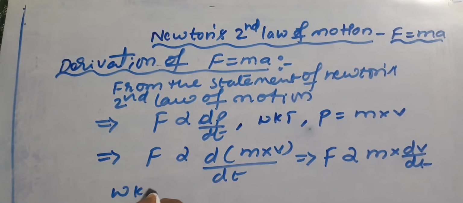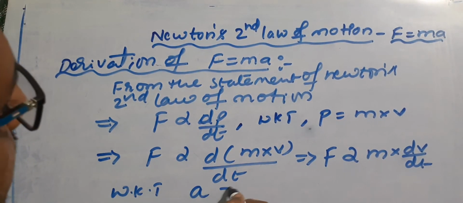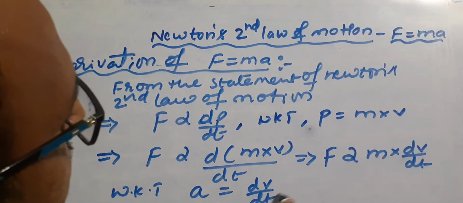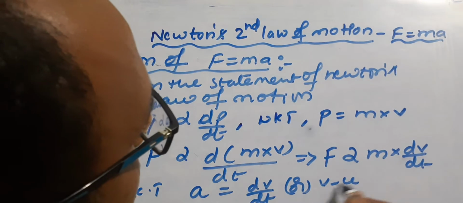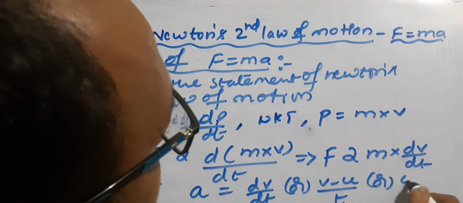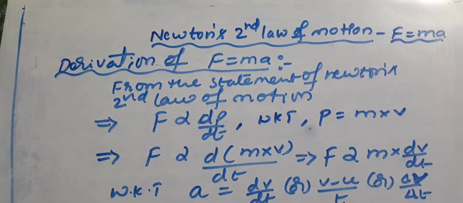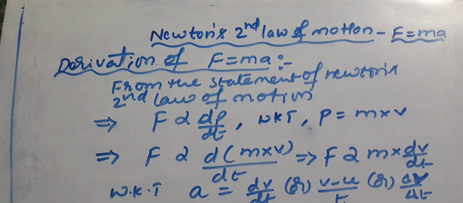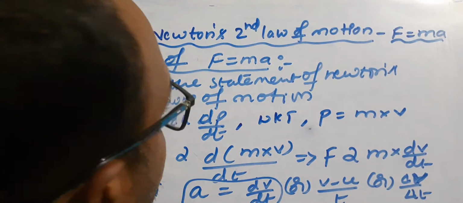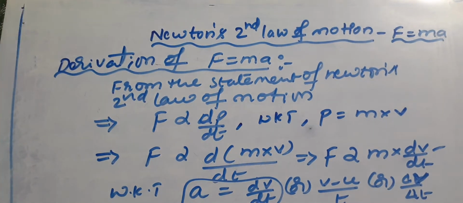We also know that acceleration is given as dv by dt, or by the formula v minus u by t, or by delta v by delta t. The rate of change of velocity is called acceleration, students. So now we substitute this in this part, and we get F is directly proportional to m into a.